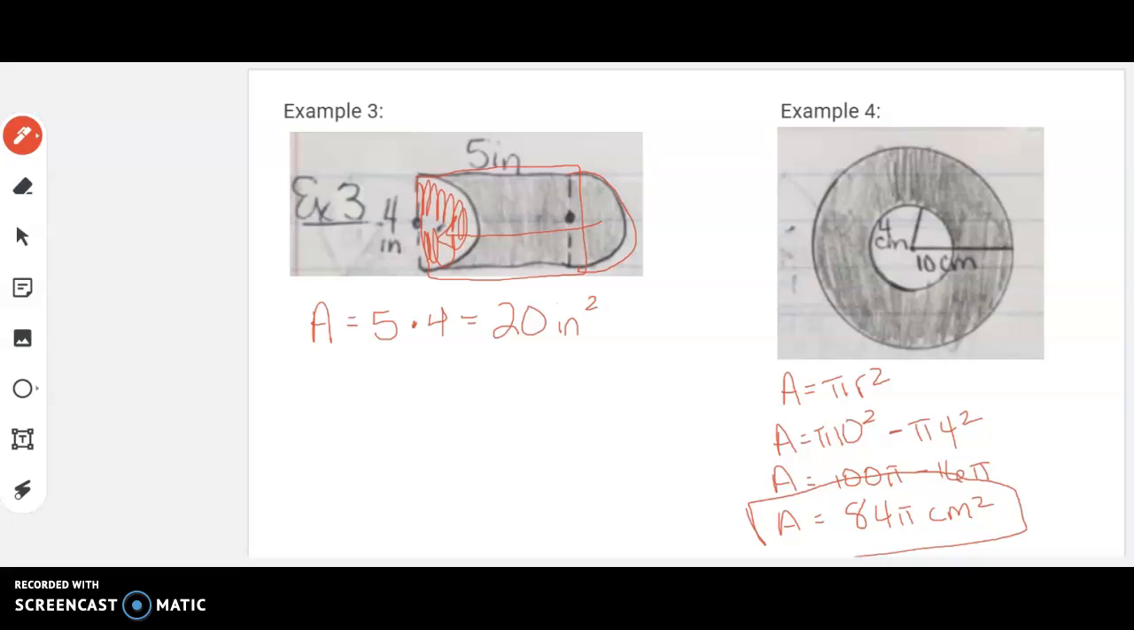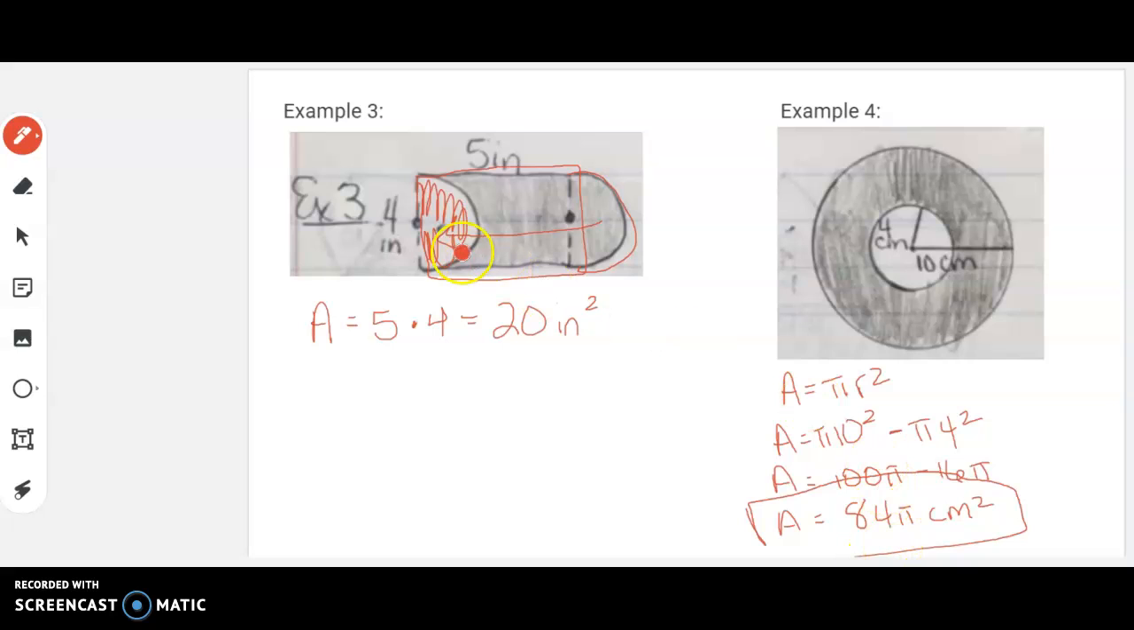So we are taking the basic shapes, and we are adding or subtracting, depending on if we have a shaded region or we're trying to find the composite figure. We're adding or subtracting the basic shapes that it's comprised of. Okay, so if I have 2 circles and I take part of that circle out, then I need to subtract the smaller circle from the bigger circle.